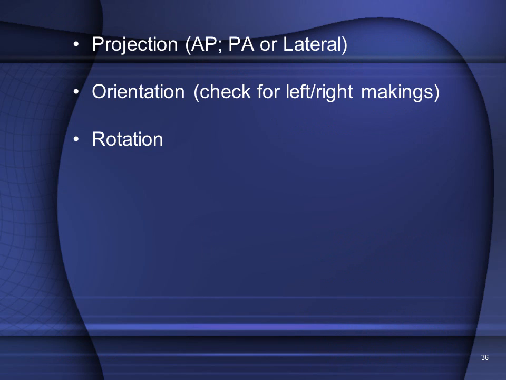So always understand the projection that's being used. Always make sure you understand the orientation and check for left-right markings or Mitchell markers. Make sure that you understand if the patient is hypoinflated, hyperinflated, or has a normal inflation of the lungs. And then you also have to assess for rotation or degree of rotation.